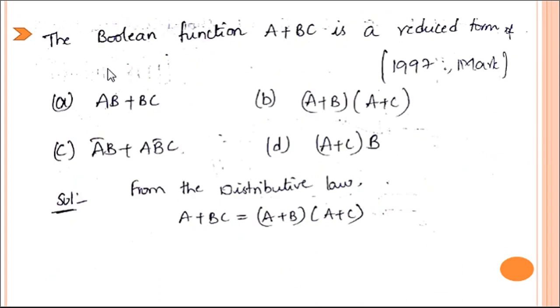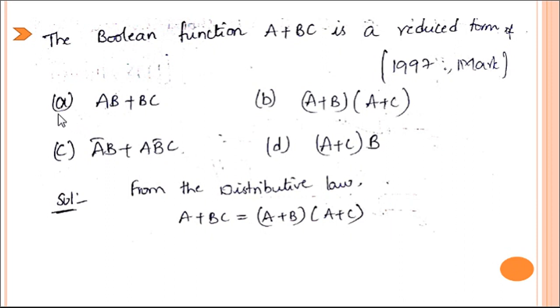Now see the next problem. The Boolean function A plus BC is a reduced form of. Okay, now these are the options they have given. But from the basic concept, that is from the distributive law, we came to know that A plus BC can be written as A plus B into A plus C. Or otherwise, you can go for option check by check.